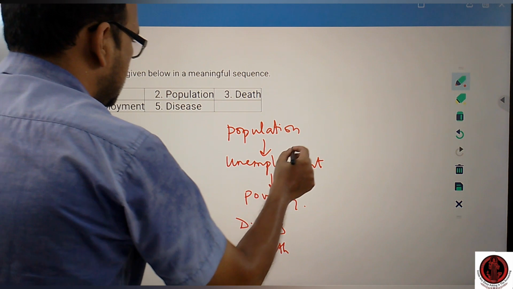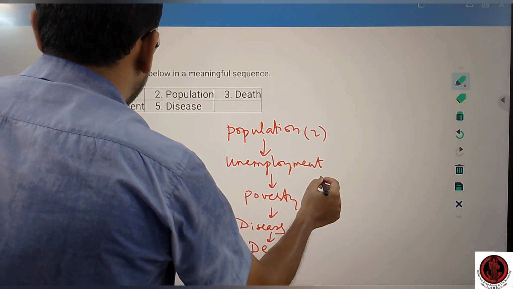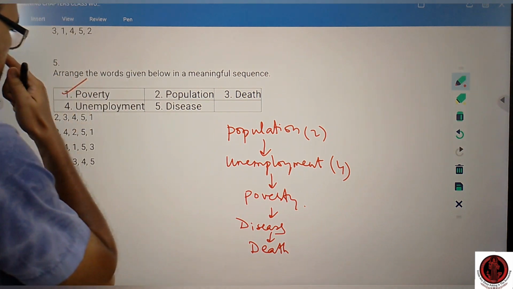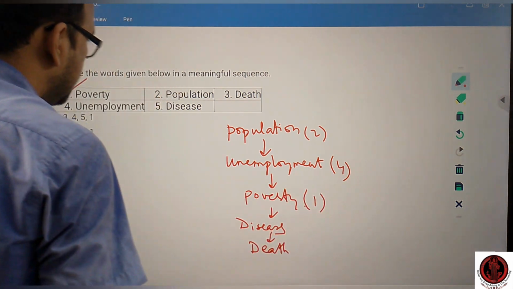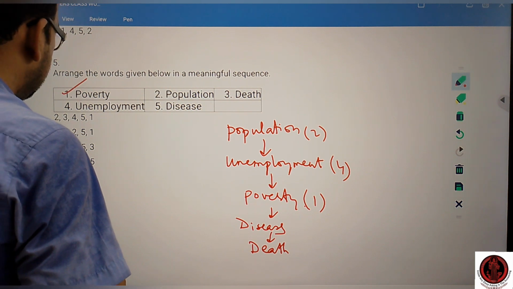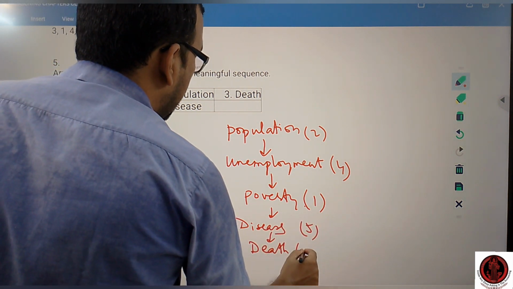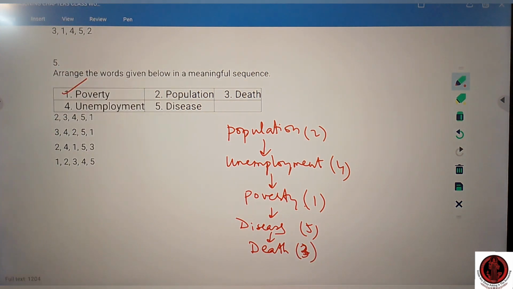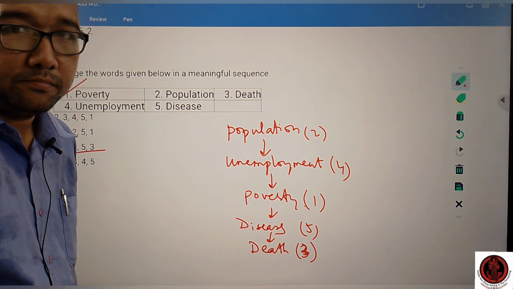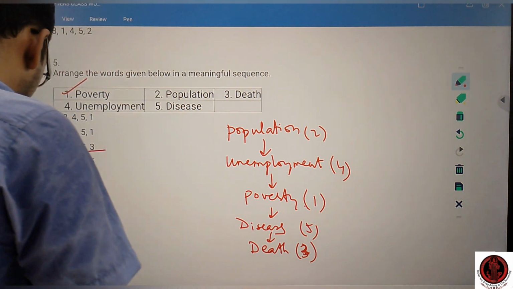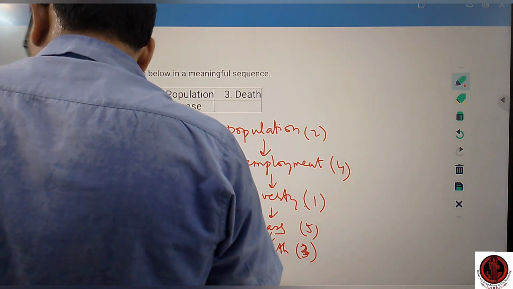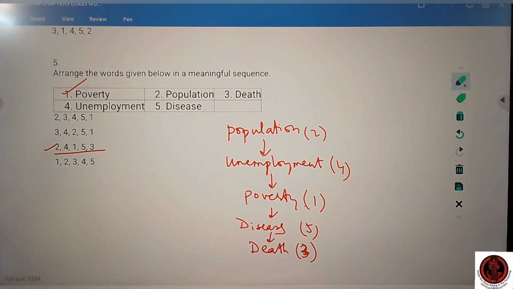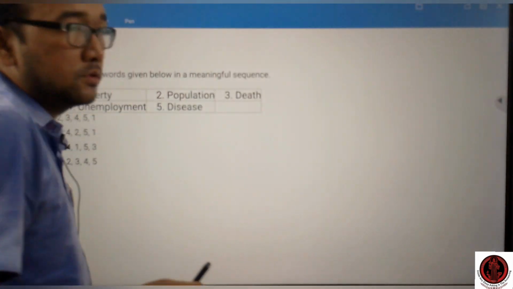So population means number 2, unemployment means number 4, then poverty means number 1, then disease 5, and death is 3. So the answer is 2 4 1 5 3. So the answer is option C. Okay. So these are the 2 chapters that we have done.